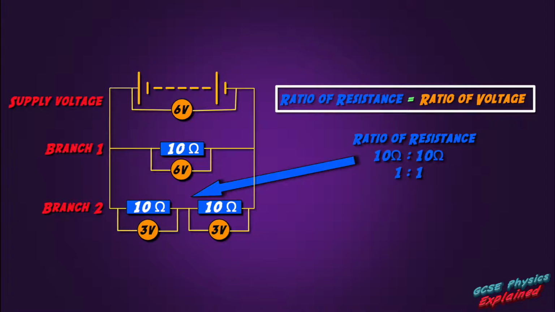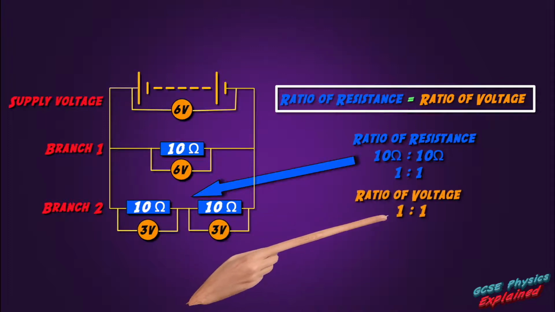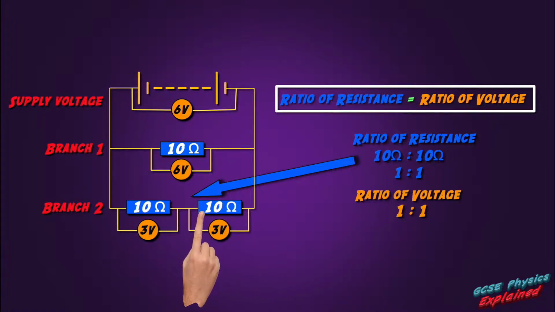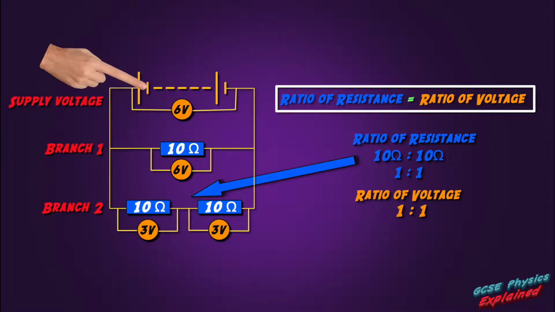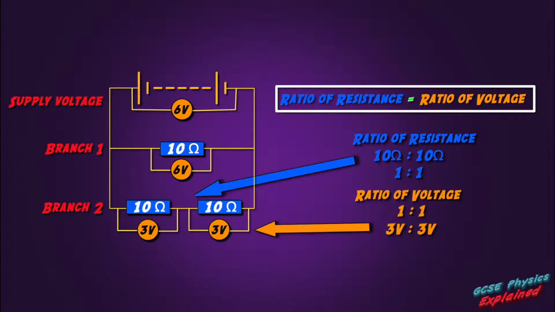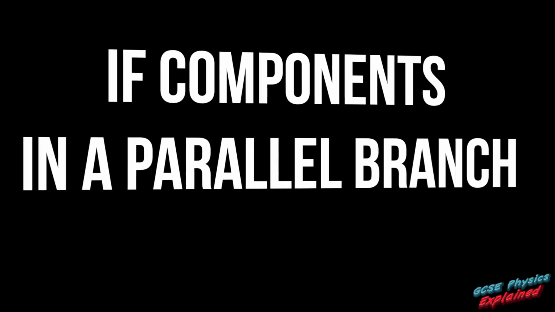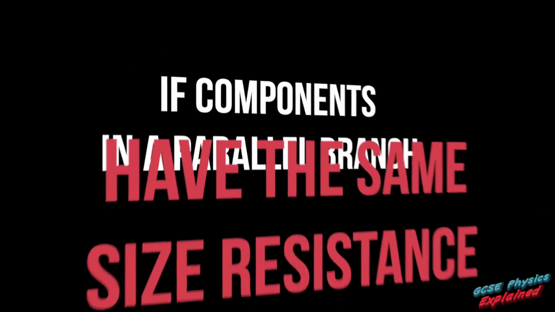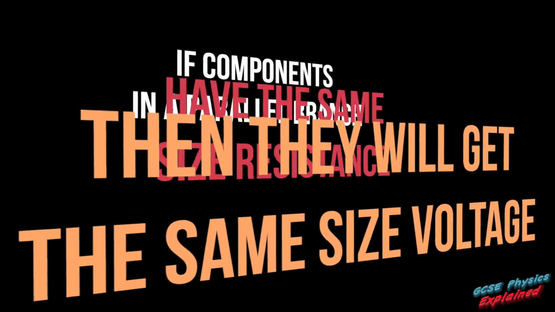Now that means that the ratio of voltages on those 2 components will also be 1 to 1. In other words, every time one resistor gets a volt, the other resistor will get a volt as well. We know that the total voltage for the branch must be equal to the supply voltage, 6 volts in this case, so we can conclude that there must be 3 volts on each resistor. We can simplify this by simply saying, if components in a parallel branch have the same size resistance, then they will get the same size voltage.